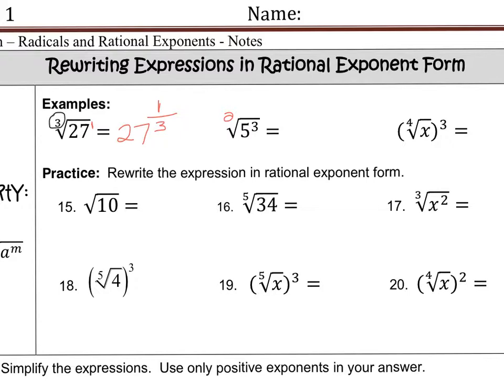Okay, so using that same form, we're going to write our base. We're using our underneath exponent as the numerator, and our index as the denominator.